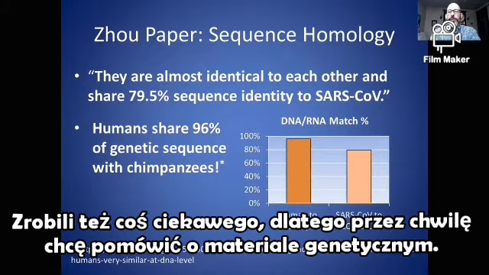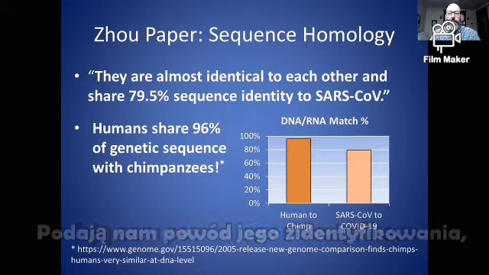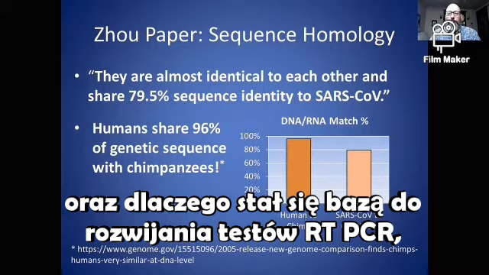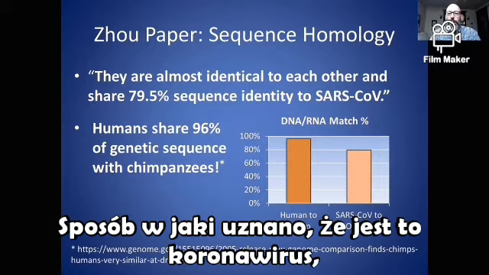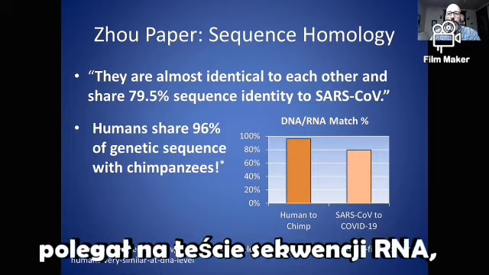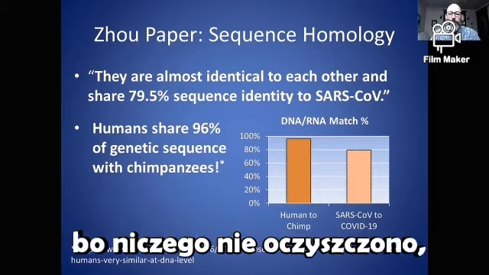They did something else interesting, and I want to just talk about the genetic material for a moment, because this is what they really say is the reason why they've identified it, and it's also the basis for developing this diagnostic test. The RT-PCR test is basically just tests this genetic sequence. So the way that they said that it's a coronavirus is because they tested the sequence of this RNA that they can't identify the source of, because they didn't purify anything.